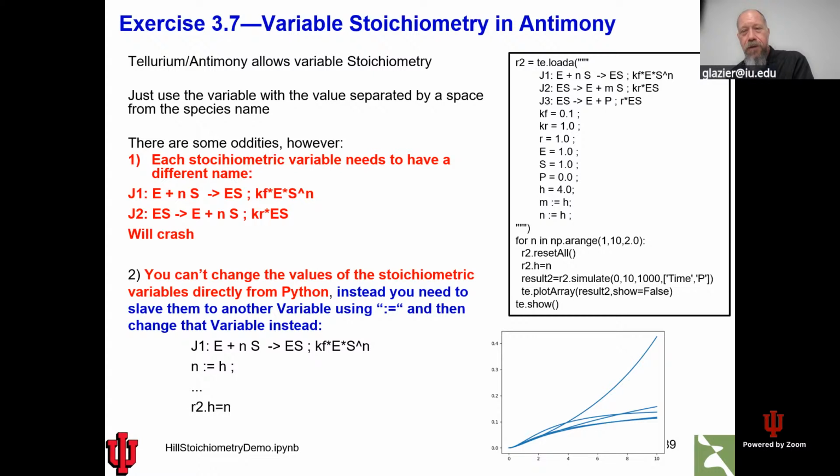Most of the time, you're not going to scan N, because if it's a real chemical reaction, then the stoichiometry is what it is, right? If you have H2O, the 2 isn't changing. It's really only for mathematical exploration.